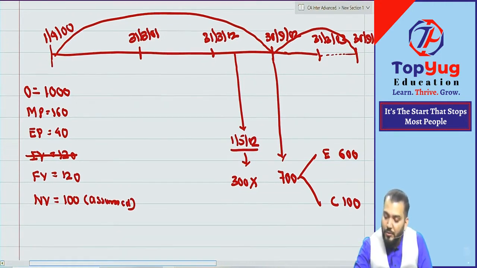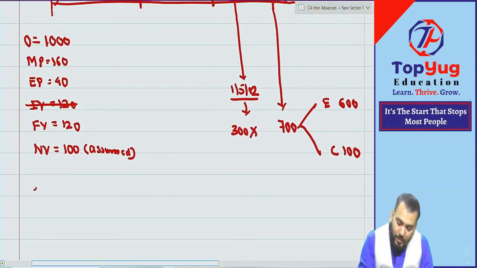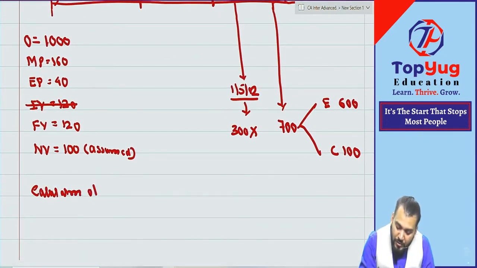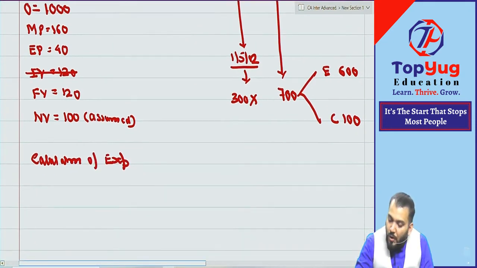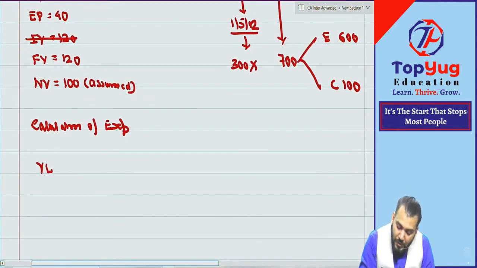Correct? Now we can do the working note, so the calculation of expense. We write down 4 columns. Year end.